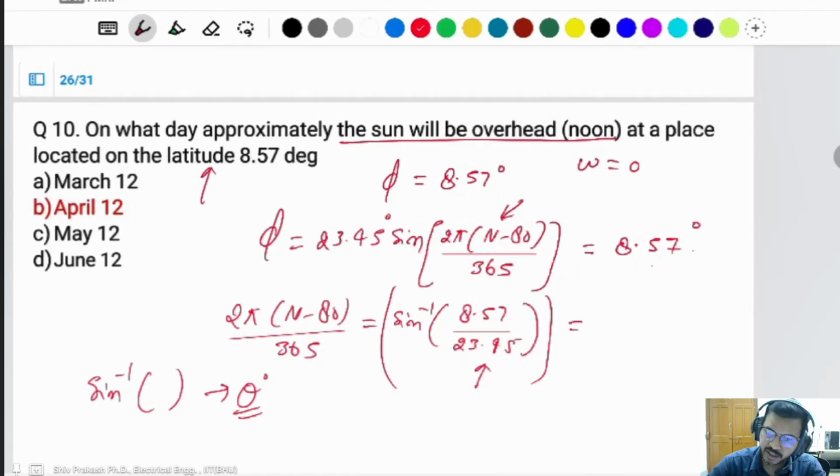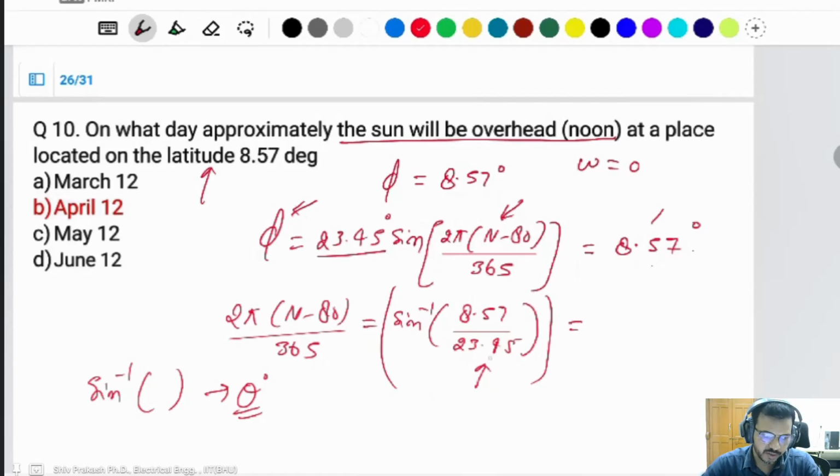The angle cancels out with a constant value. If there is an angle in degrees and something in radians, then you can't divide like that. First you have to convert the angle to radians. But here, this is an angle in degrees, and this is also an angle in degrees, and this other part is in radians because of the 2 pi.